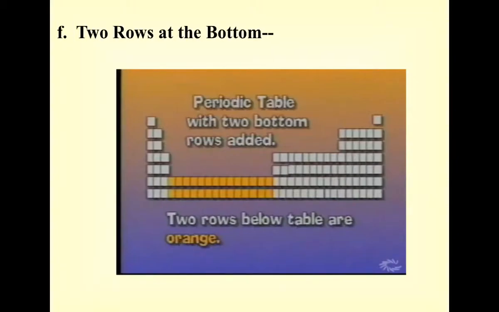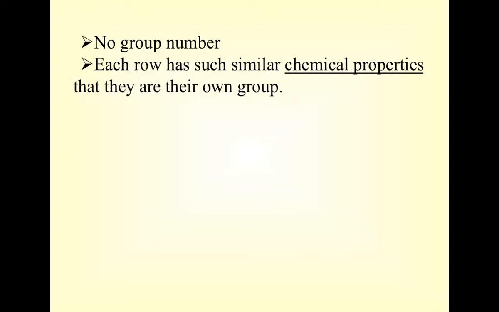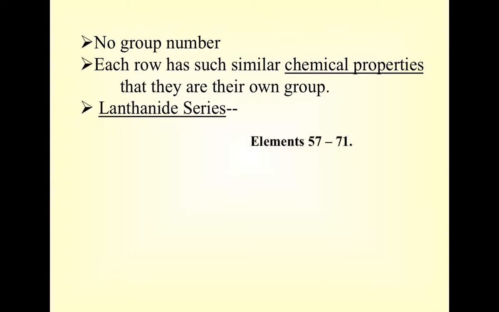So, the 2 rows at the bottom are put there simply to save space. If you look at the size of the periodic table on a piece of paper, it wouldn't fit if we had it this way. The squares would be very, very small. The rows at the bottom have no group number, and each row has such similar chemical properties, they actually form their own group. The top row is called the lanthanide series, and this is elements 57 through 71.